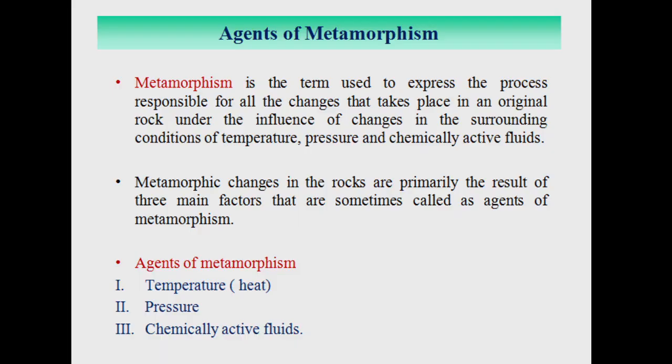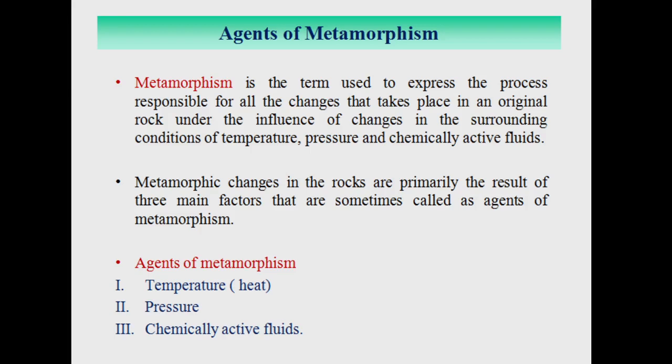Now the next point is the agents of metamorphism. The term metamorphism expresses the processes which are responsible for all the changes that take place in the original rock under the influence of changes in the surrounding conditions of temperature, pressure, and chemically active fluids. The metamorphic changes in the rocks are primarily the result of three main factors that are called agents of metamorphism. The factors which are responsible for the changes in the pre-existing rocks are called agents of the metamorphism. So which are the agents?